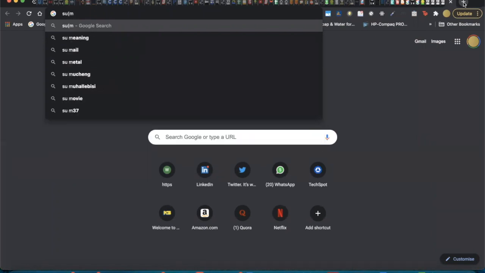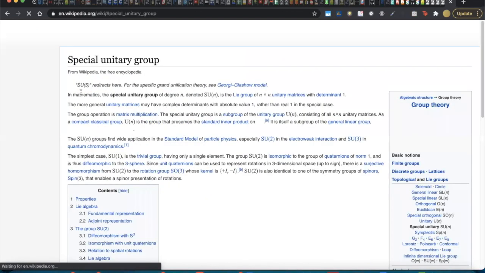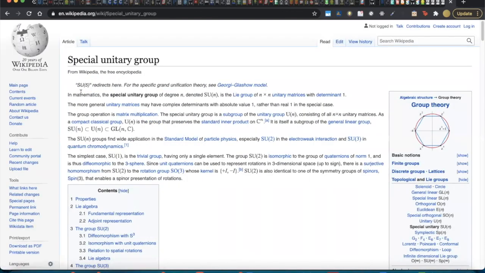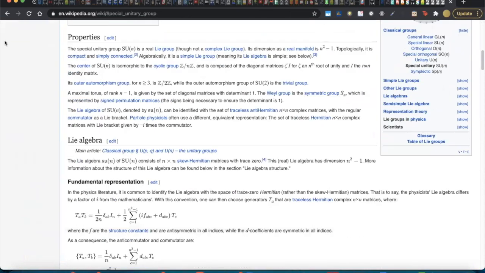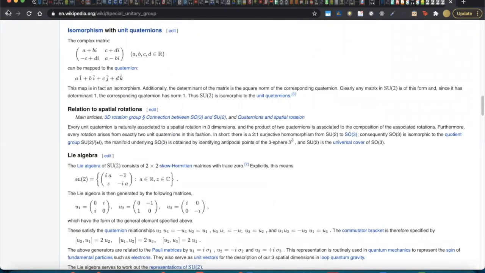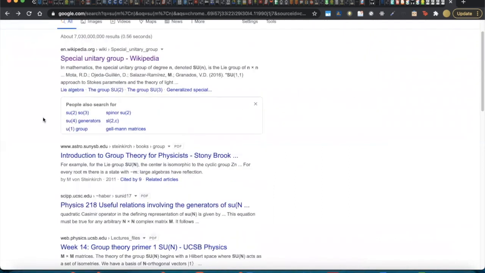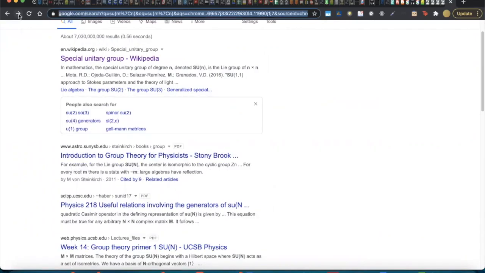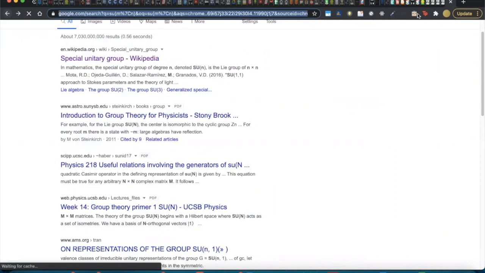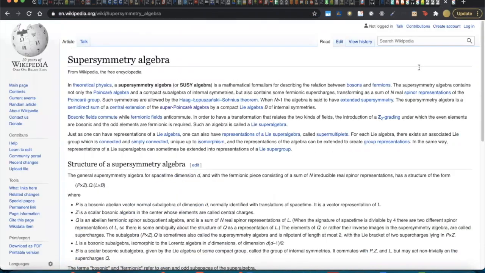Bar in physics. No, that's a special unitary group. That wouldn't be it, unless the page changed. No, it should be on that first page that we went to, supersymmetry group. No, not that one. Yes, hold on.